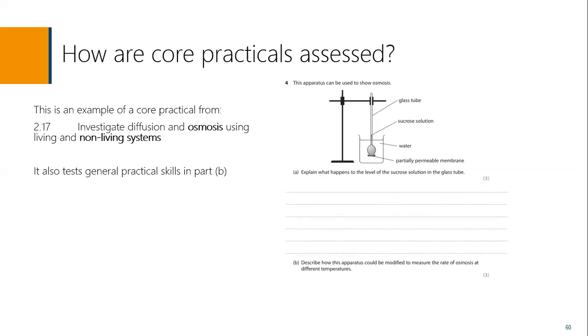Part B, describe how this apparatus could be modified to measure the rate of osmosis at different temperatures. It's also AO3, and it's taking the situation that you're given and looking at how you would extend it to look at different temperatures.